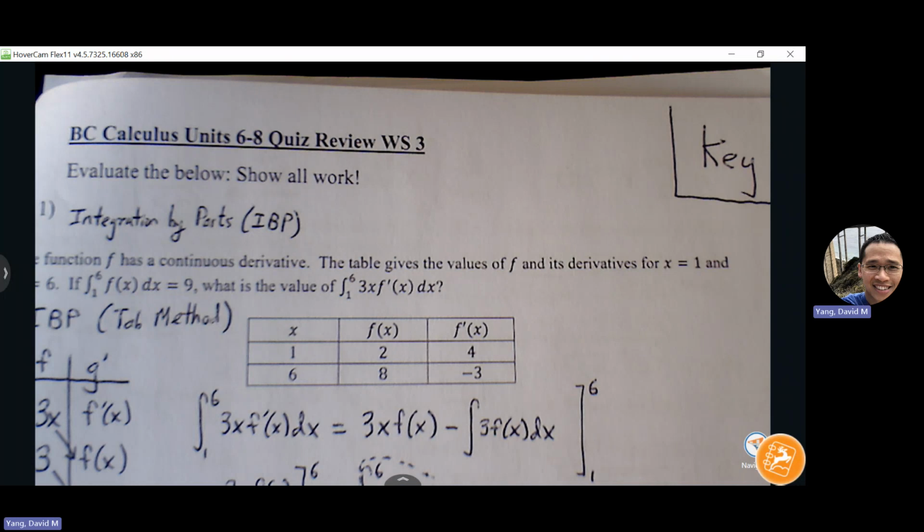Guys, I do have a handful of additional blank copies of review worksheets 1 through 3. So if you feel like you want to have a blank copy for extra practice, I'll check how many I have left available.